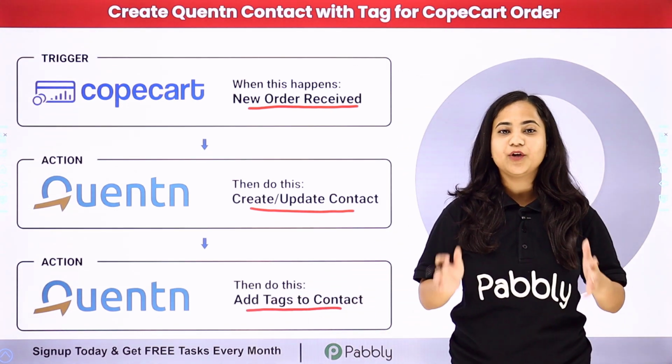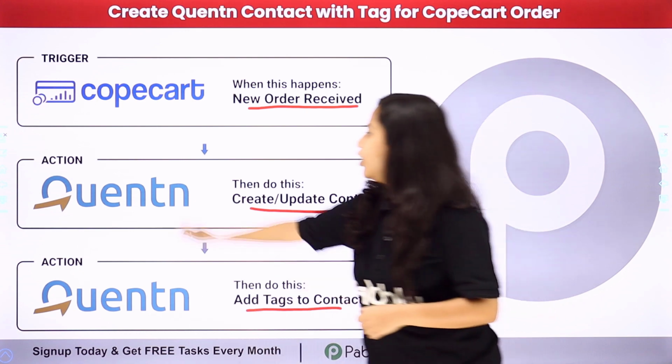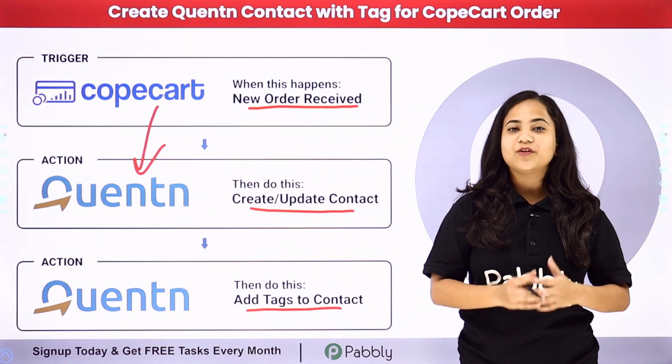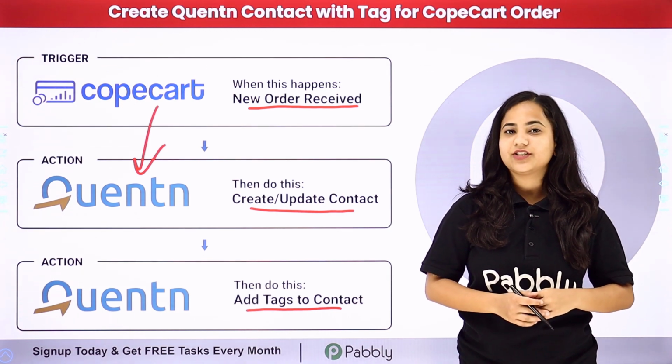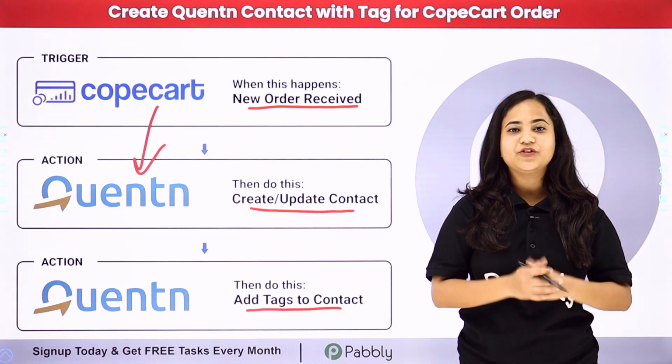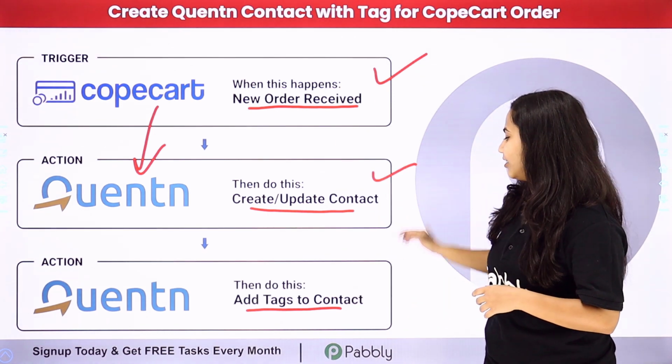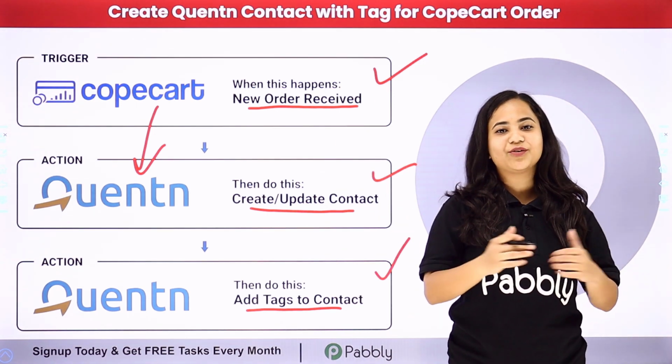For that I am simply going to create a connection between CopeCart and Quentn with the help of Pabbly Connect. Pabbly Connect works on two principles. First is trigger and second is action. Here my trigger application is CopeCart and my action application is Quentn. To learn how to do this, let me take you to my screen.